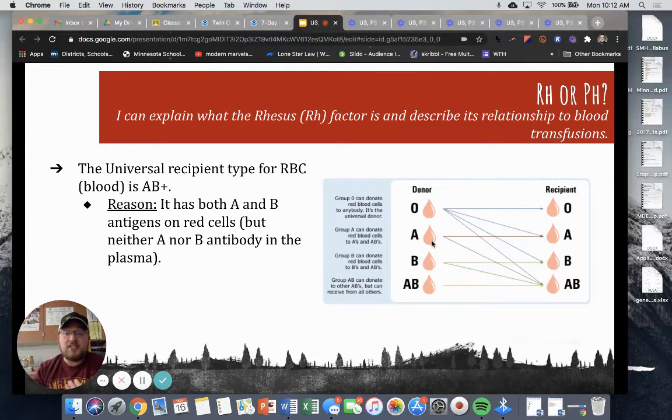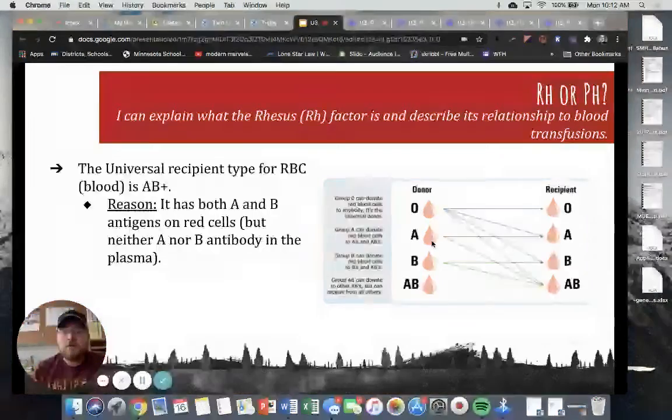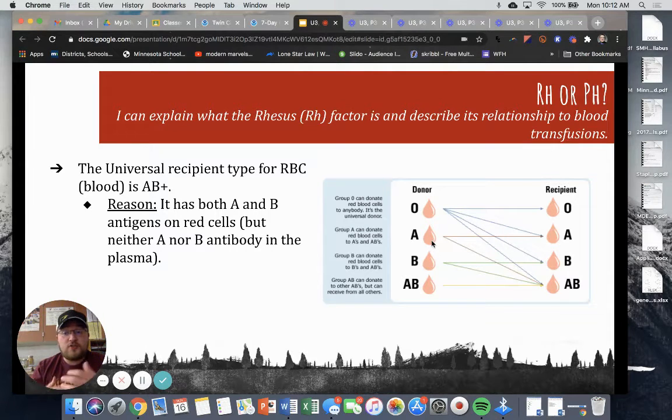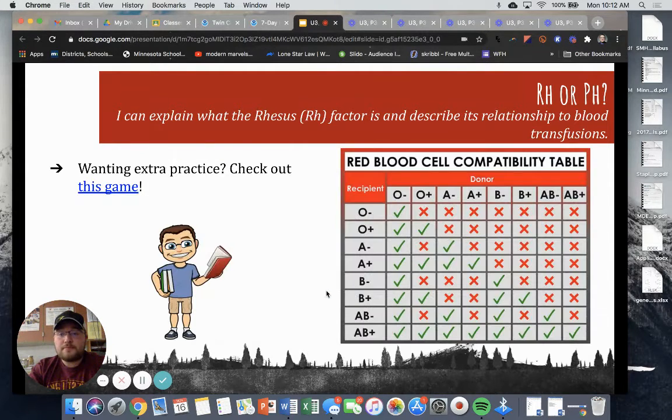Because it contains both antigens, it's not going to fight off if it receives a B or an A or an AB or an O, because the antigens are there, so there's no antibodies trying to fight off anything foreign, because it's able to recognize both. So AB positive means that they are able to receive any blood type, whether that's AB negative, A negative, O negative, O positive, whatever it may be, they can receive any type of blood.